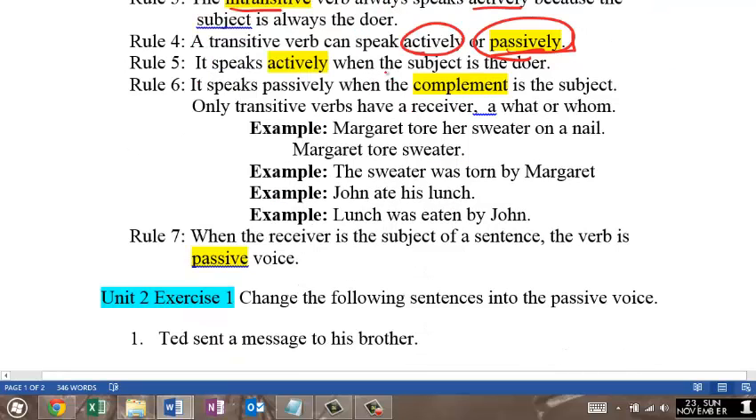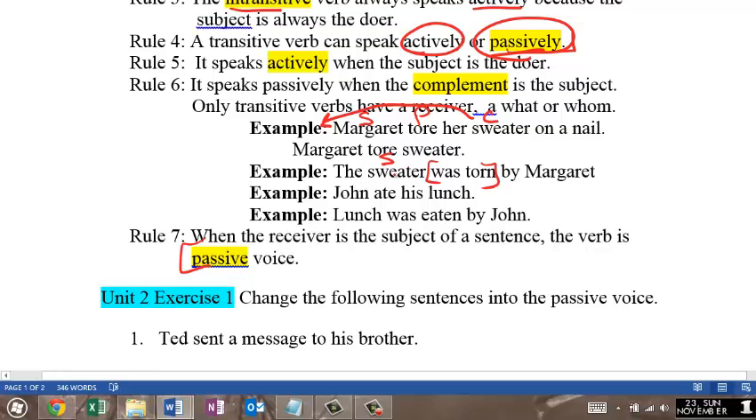Or in this example here, Margaret is the subject, tore is the predicate, sweater is the complement. Margaret is doing an action. She's performing an action, that of tearing the sweater on a nail. We can take the complement and move it up to the subject position. In that case, it's going to become passive. Here we have the sweater, which is the subject, was torn as the predicate, by Margaret.